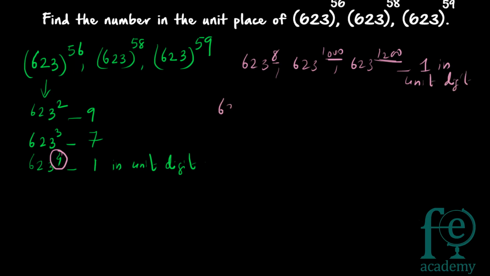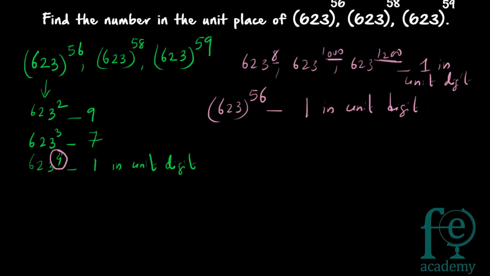So what about 623 raised to 56? 56 is a multiple of 4. So 623 raised to 56 also will be giving 1 in the unit digit. So you found out the answer to the first part of the question. Since 56 is a multiple of 4, the powers which are multiples of 4 will be giving 1 in the unit digit. So without any doubt you can easily say 623 raised to 56 also will be giving 1 in the unit digit.